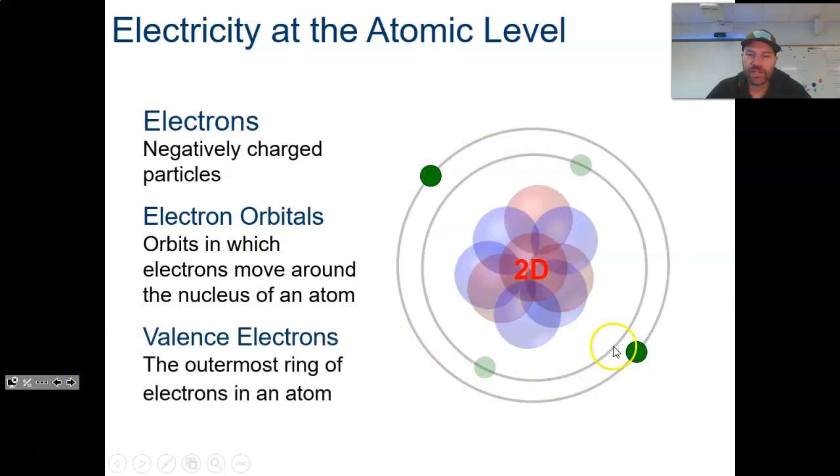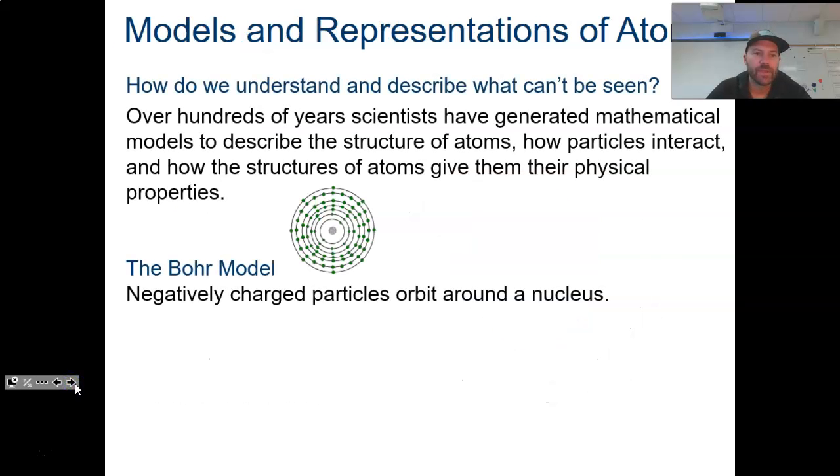The valence electrons are in the outermost ring. We call those the valence. So an atom is always trying to fill up its outside ring, but again, that's really just a model. It's not truly what's going on. But it explains a lot of phenomenon that we view when we look at different elements.